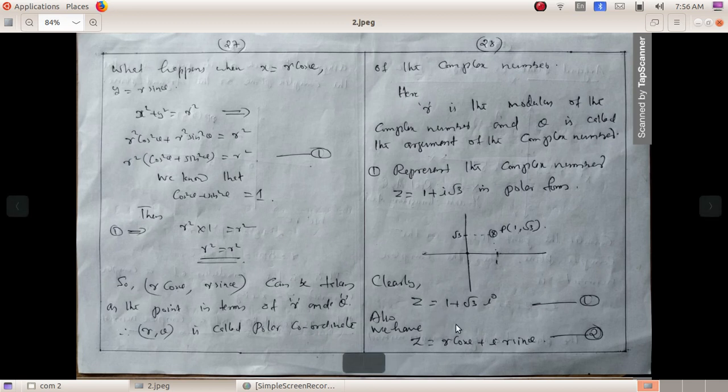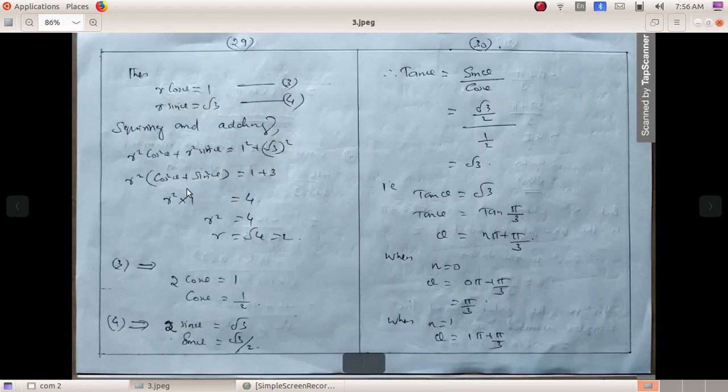So instead of r cos theta, that is 1. i is already mentioned here, so instead of r sin theta, that is root 3. So r cos theta is equal to 1, r sin theta is equal to root 3. Then we are squaring and adding these two equations. Okay, you remember this line. We have to square and add equation number 3 and 4.